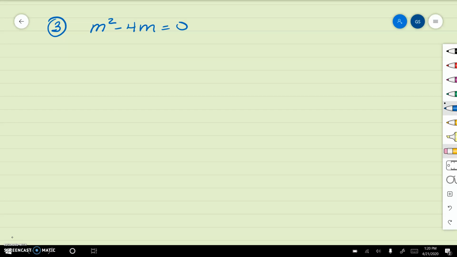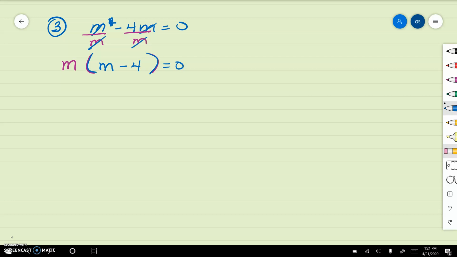Is there something that you can pull out of or divide out of m squared and 4m? Well, they both have an m. So you can divide by m everywhere. So that means the m comes out. What's left over goes inside the parentheses. So that's going to be an m, right? Because the m and the m squared goes down 1. And then negative 4m divided by m is just negative 4. Now this equals 0.